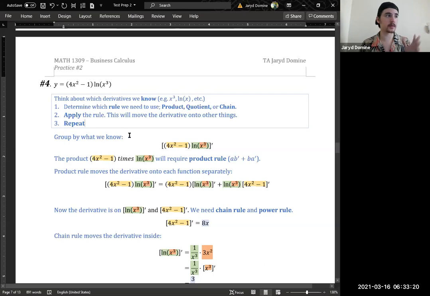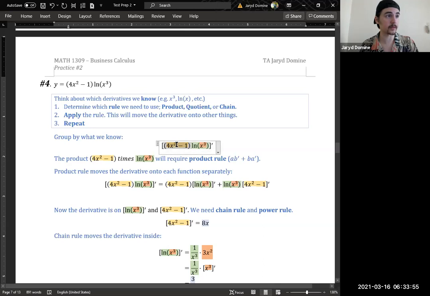So the first step that I always do is I just group it by what we know. You don't have to write this down, just do it in your head if you want to. Think about what we can take the derivative of. We know how to take the derivative of 4x squared minus 1, just the power rule. We know how to take the derivative of a log, and of an x cubed. One thing to notice, you have to pay attention to the structure of this problem. This x cubed is inside the log. When you have a function inside a function, we're going to use the chain rule.